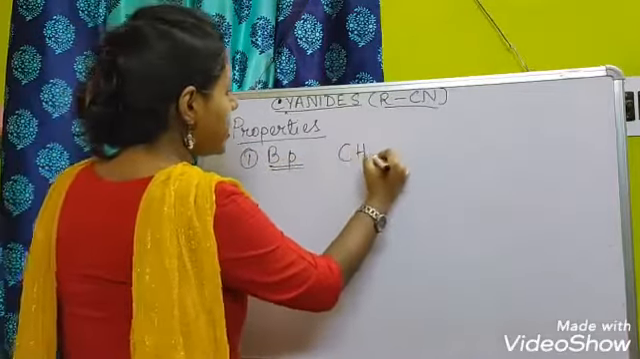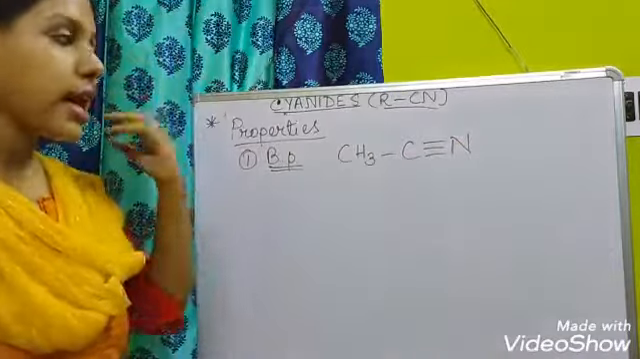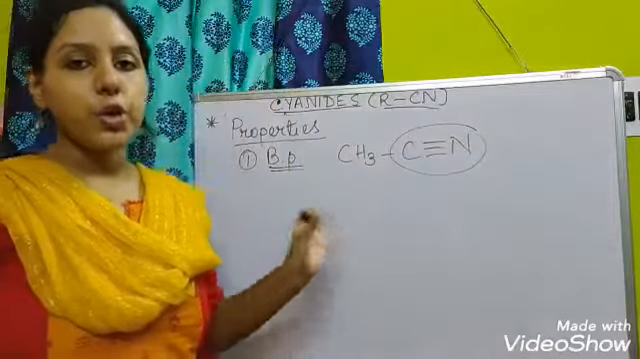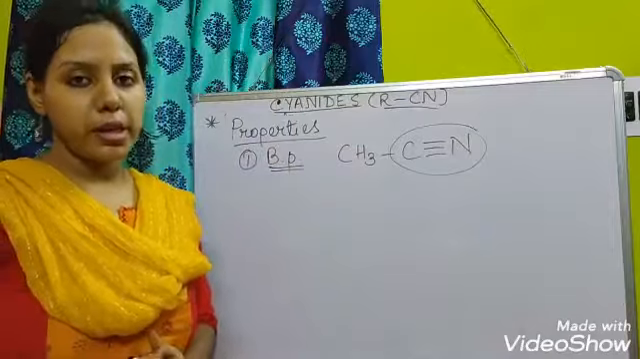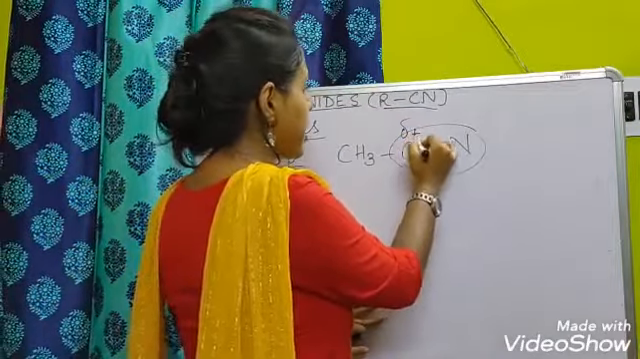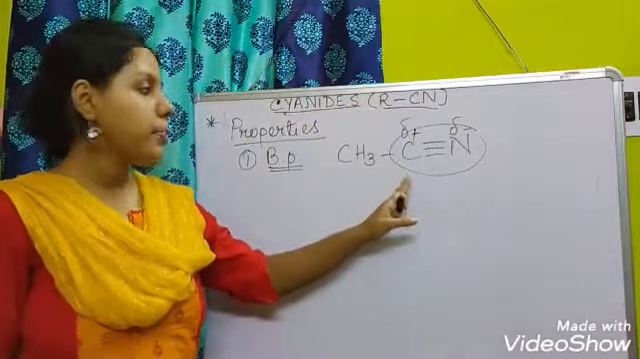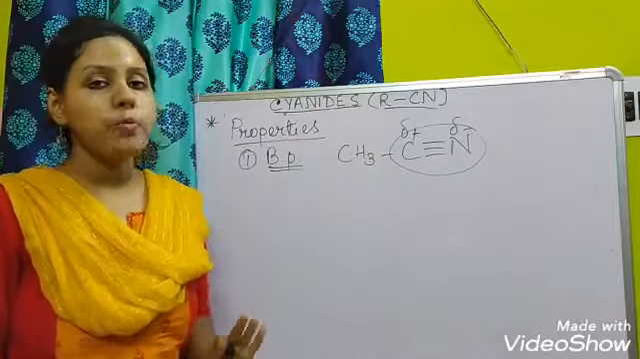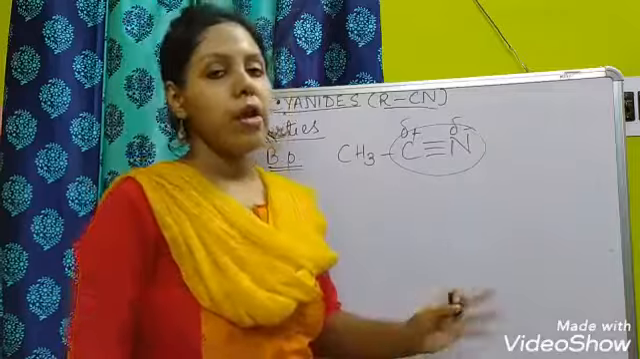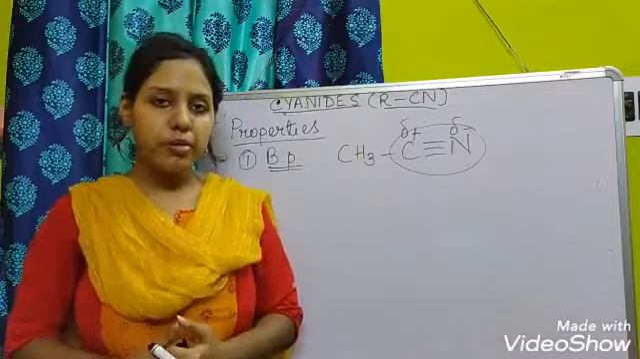So in case of cyanides, due to the presence of the cyanide group, this cyanide group has a high dipole moment. Okay, it is a high dipole moment and therefore it is highly polar. So due to the presence of this highly polar cyanide group in these types of cyanides, they can have a very strong dipole-dipole interaction in between them, right?